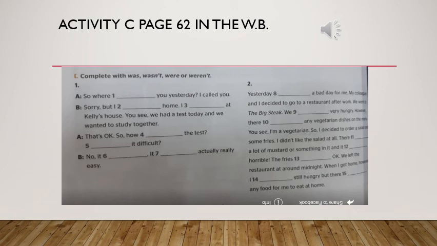Were, okay. We left the restaurant around midnight. When I got home, however, I was still hungry, but there wasn't any food for me to eat at home. There wasn't, because food is uncountable, so we use wasn't.